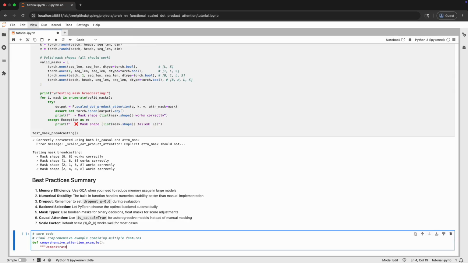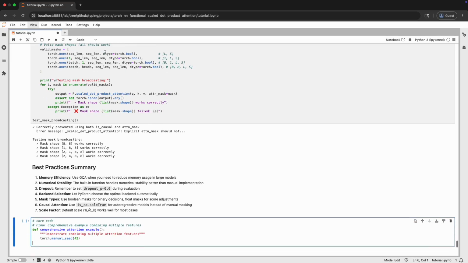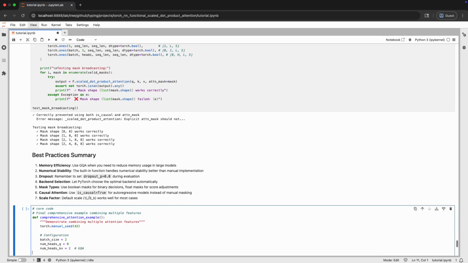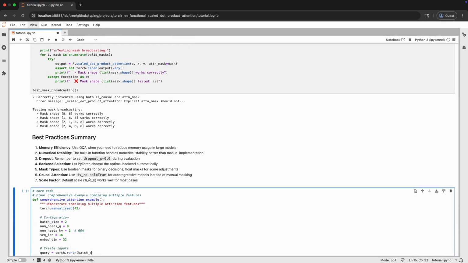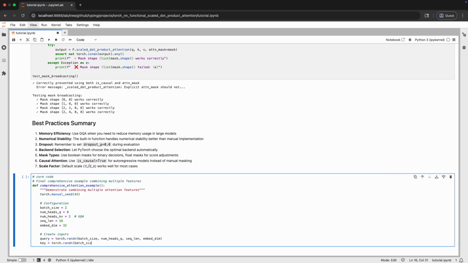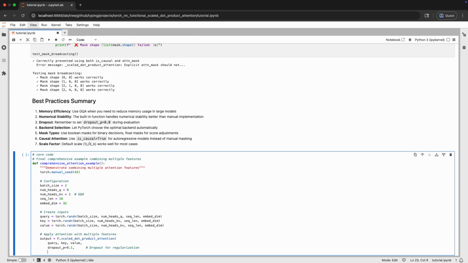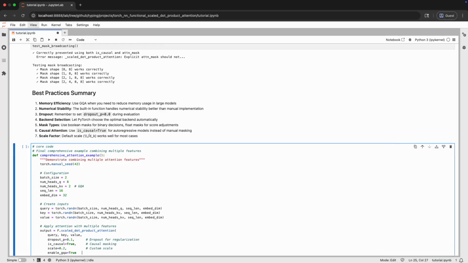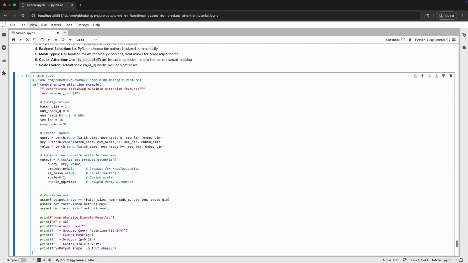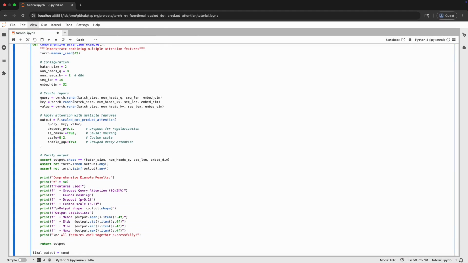Finally, let's create a comprehensive example that combines multiple attention features together. I'll use grouped query attention with 8 query heads and 2 key value heads, apply causal masking for autoregressive behavior, add dropout for regularization, and use a custom scale factor. This demonstrates how all these features work together seamlessly.